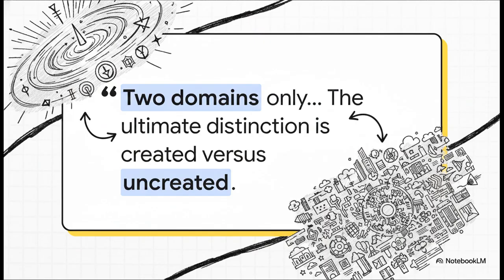The ADI framework contains two ultimate domains only. The ultimate distinction is not structure versus formlessness, but created contingency versus uncreated divine necessity. I just love how beautifully this distills such a massive, complex taxonomy into a simple, rigorous, and incredibly powerful ontology. It totally protects the purity of the uncreated domain while still allowing the created universe to be exactly as infinitely complex as it needs to be.